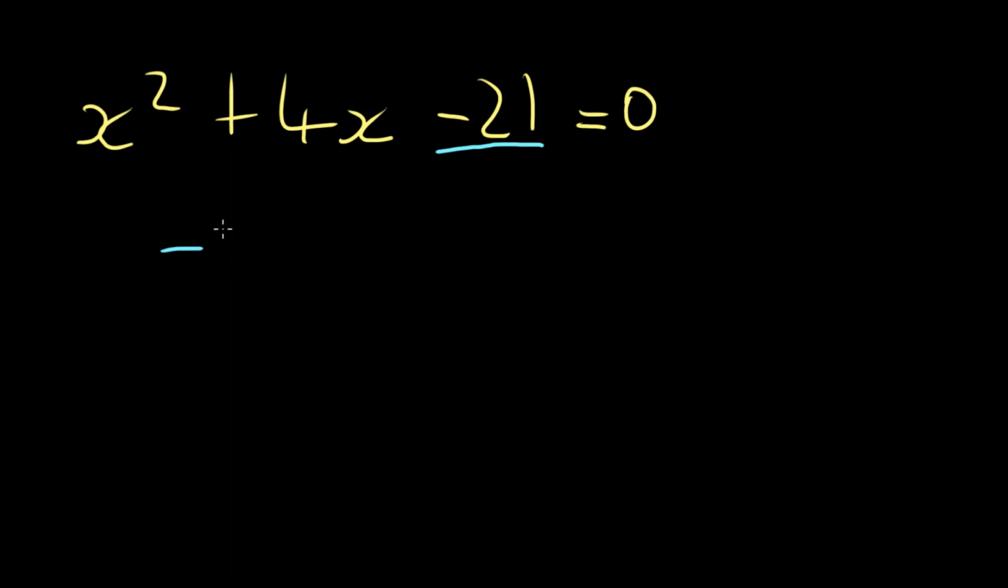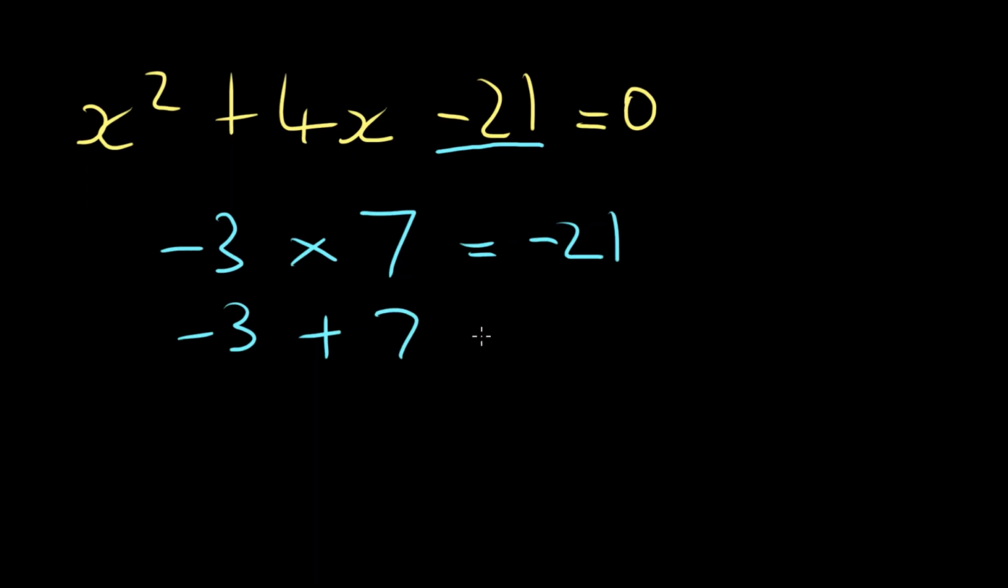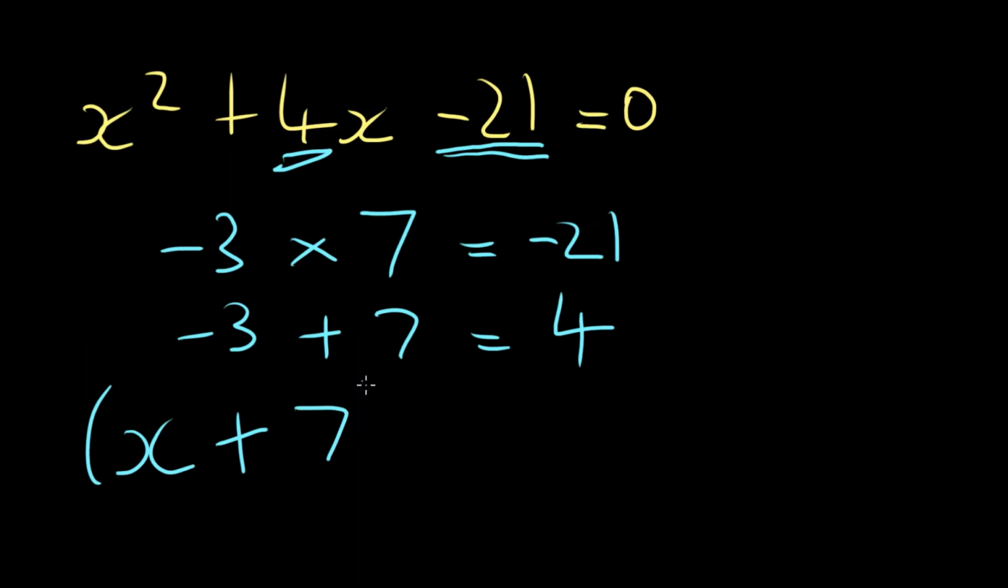Minus 3 times positive 7 equals minus 21. Minus 3 plus 7 equals positive 4. And that's correct. Positive 4 is what we're after. Minus 21 is what we're after. So the factorized form would be x plus 7, x minus 3.